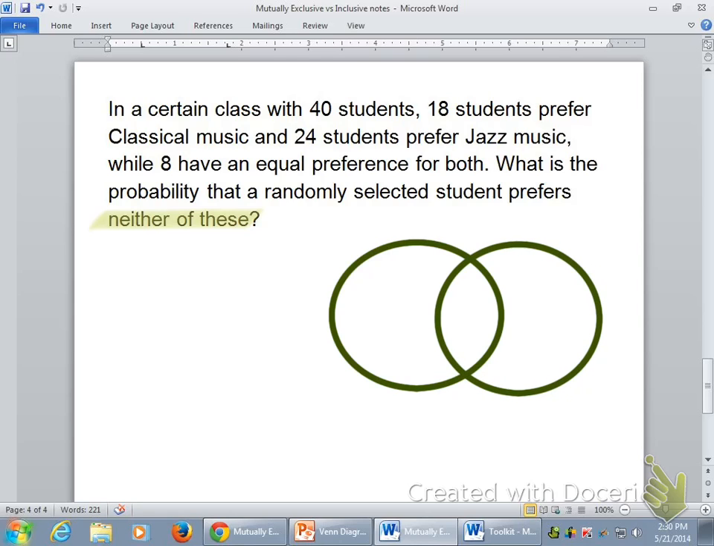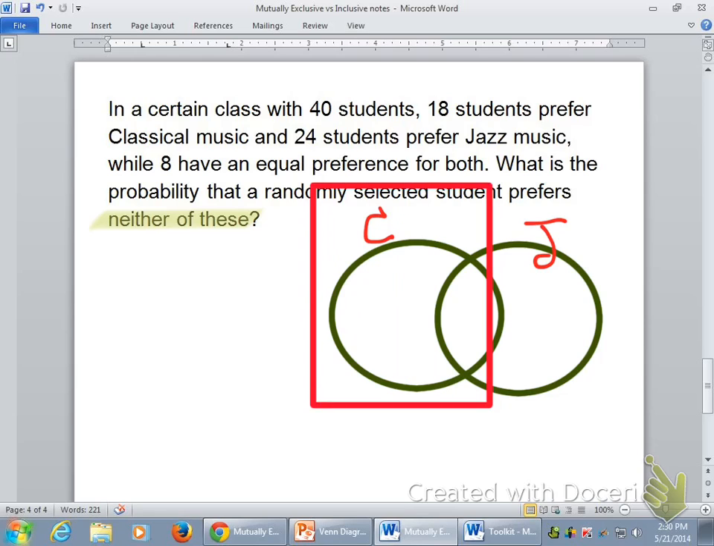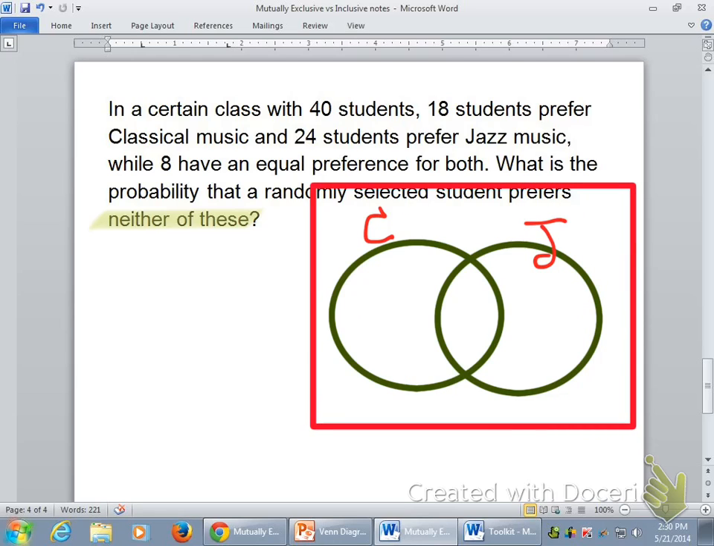All right. So I've got classical music. I've got jazz music, right? And how many are in the whole class? Okay. And there's 40 in the whole class. What's the probability that a random, let's see. How many students prefer classical? 18. So this circle has 18 students in it.